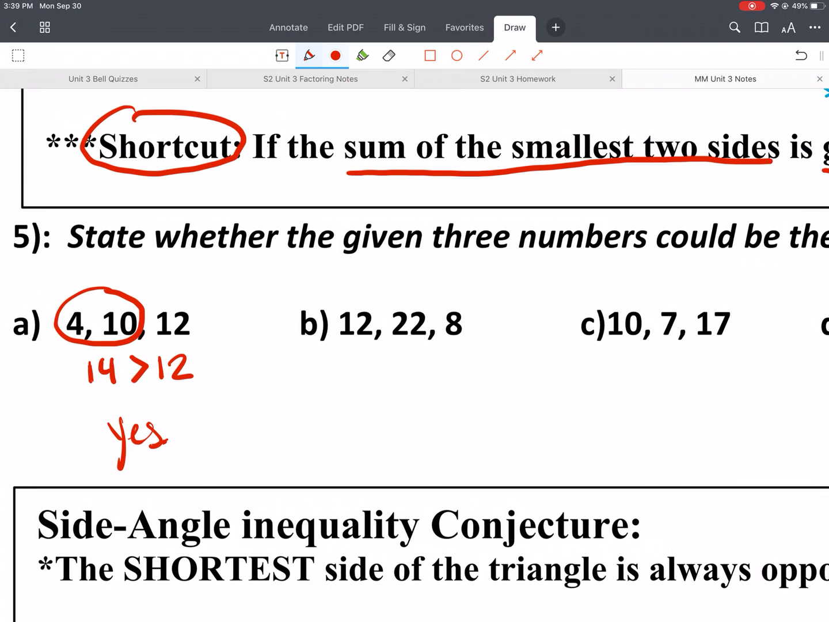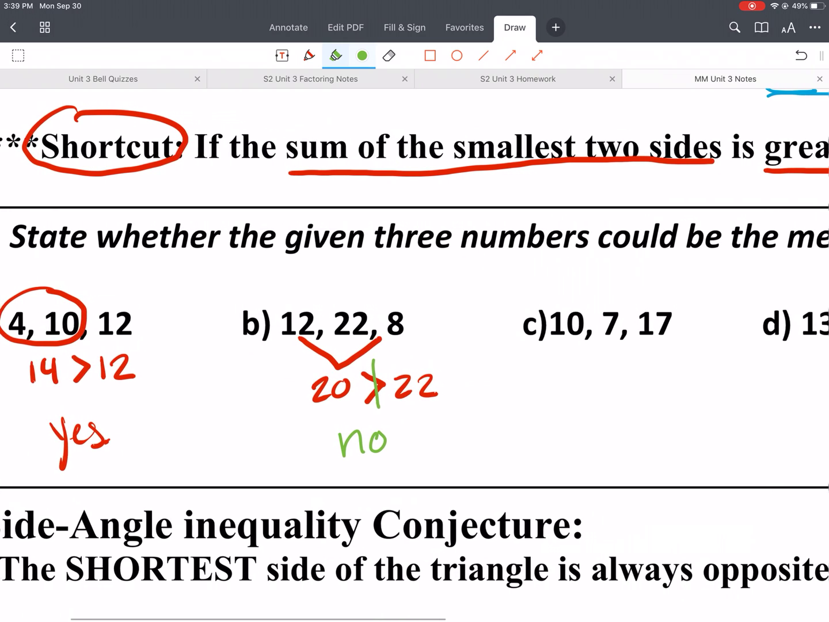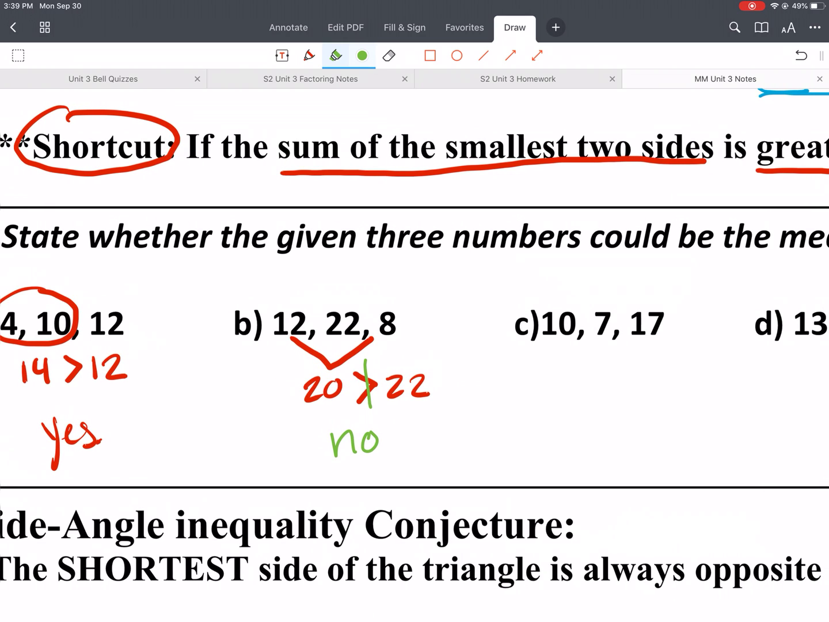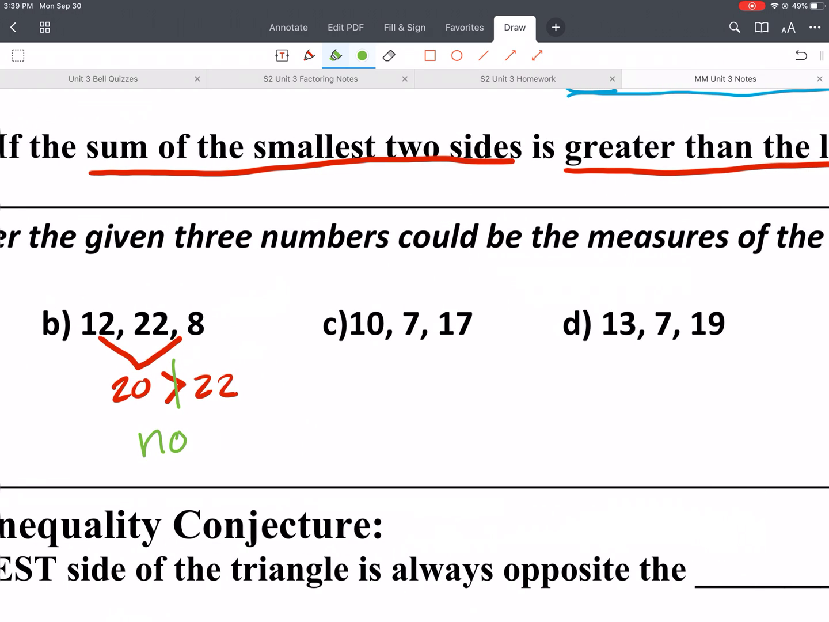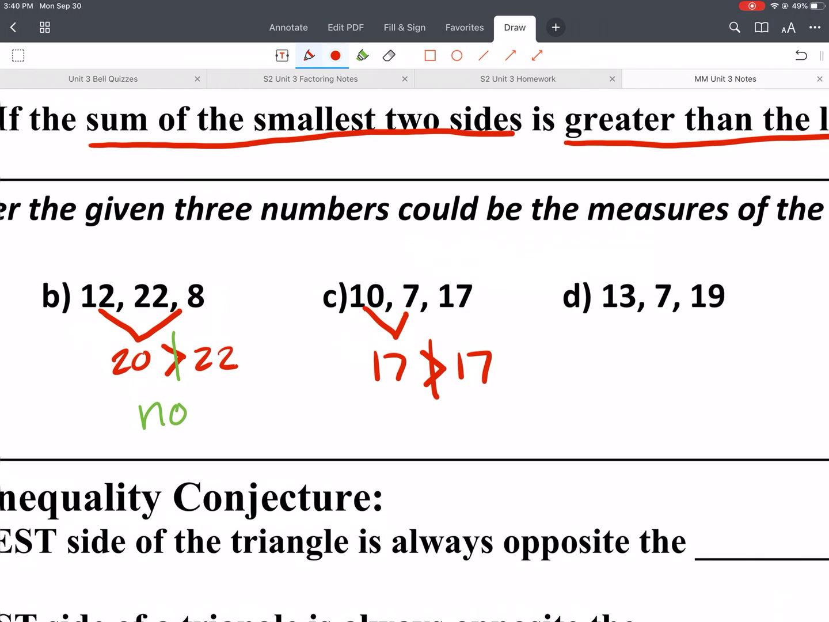Let's do an example where it wouldn't. So if we added the 2 smallest, that gives us 20. Is 20 greater than 22? We'd say no. Okay, 20 is not greater than 22, so that would not be able to make up a triangle. The 2 shortest sides wouldn't be long enough to touch to make that triangle. All right, next, 2 smallest, 10 and 7. That gives us 17. Is 17 greater than 17? Okay, and this would be no. That would be false. So this would also be no.